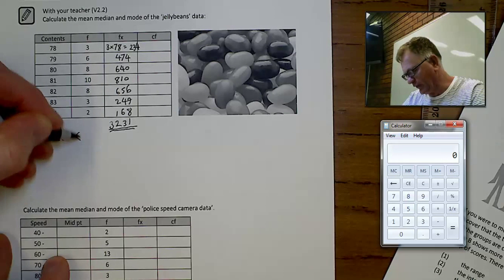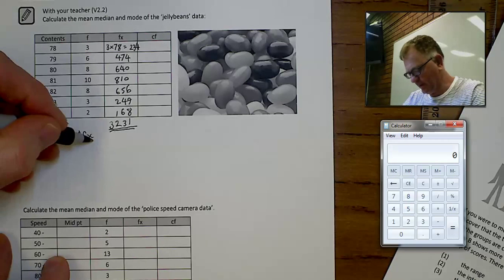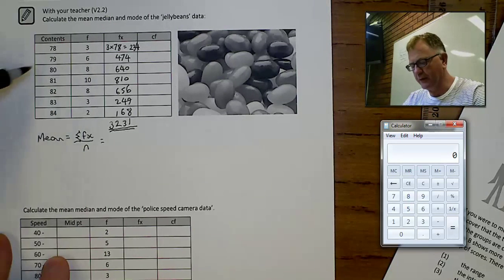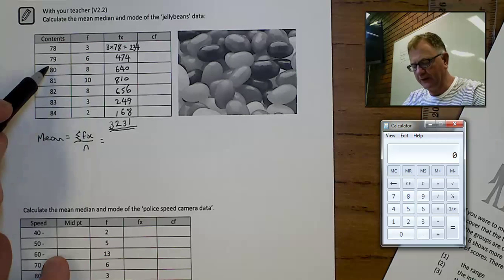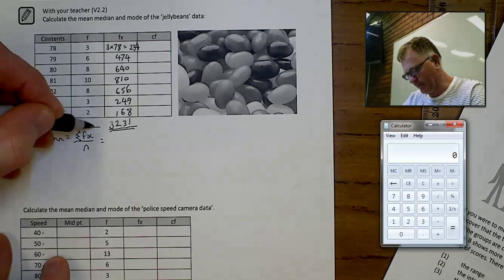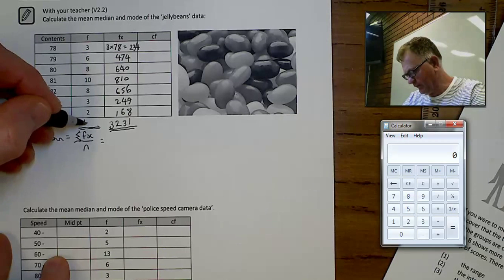To find the mean, I sum together my fx column. There's a formula that looks like this. The Greek letter sigma means add together the fx column and divide by the number of numbers that you had there. Now remember, there were 3 78s, 6 packets which had 79 in them, 8 packets that had an 80. If I sum this column, that will tell me how many numbers were there. Add this together, I think you get 40.